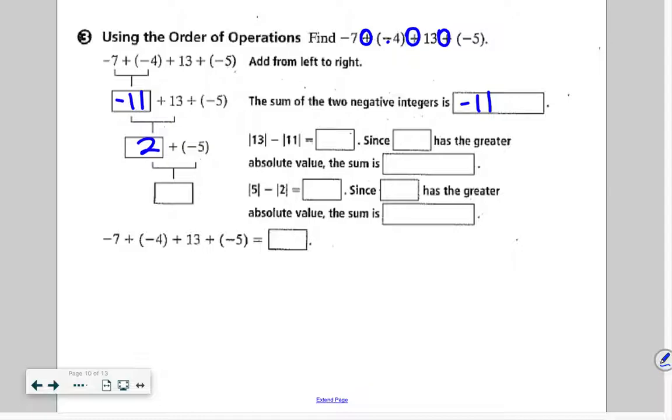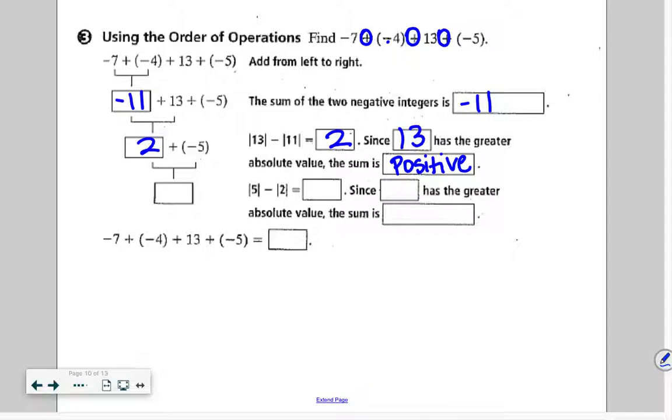See how they're doing the subtraction? 13 minus 11 is 2. Which number, the 11 or the 13, is bigger? So since 13 has the greater absolute value, this answer is going to be positive. Now, I have 2 plus -5. Again, they don't match, do they?